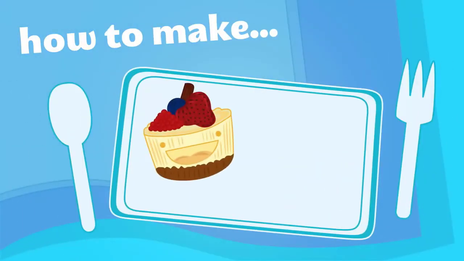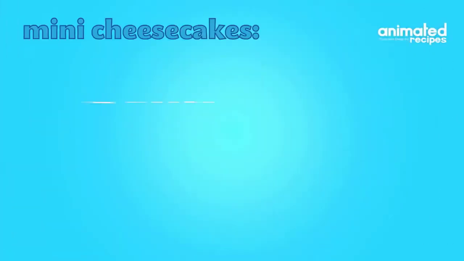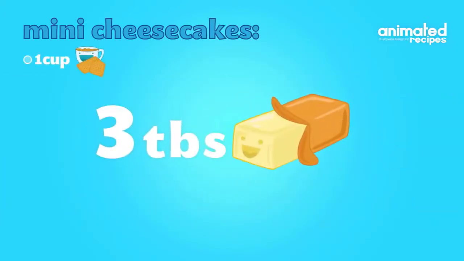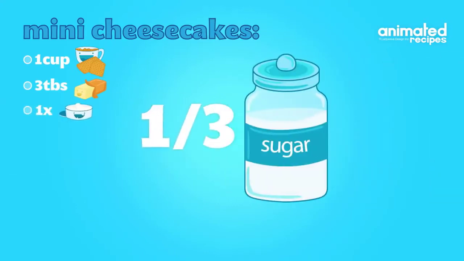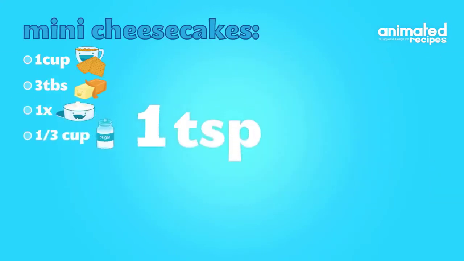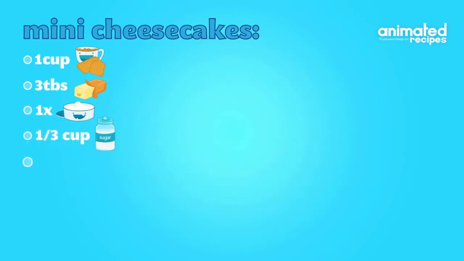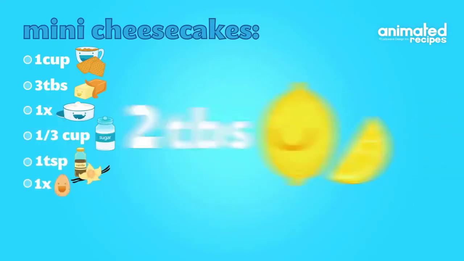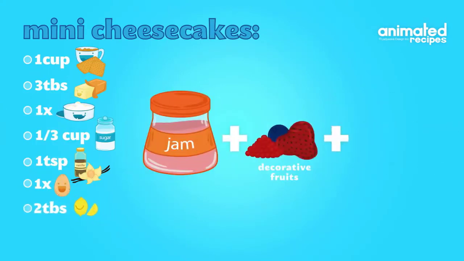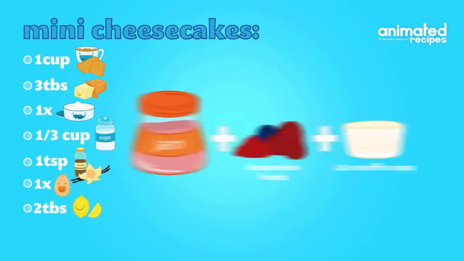How to make mini cheesecakes. 1 cup of cracker crumbs, 3 tablespoons of butter, 1 package of cream cheese, 1/3 of a cup of sugar, 1 teaspoon of vanilla extract, 1 egg, 2 tablespoons of lemon juice, jam, decorative fruits, and 12 muffin cups.